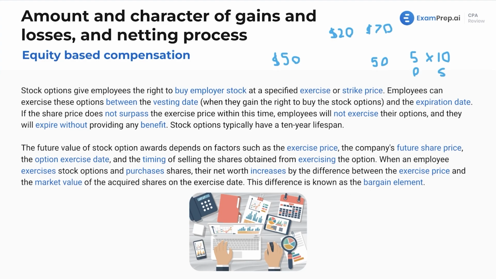Nice introduction to all this equity-based compensation, stock options, all that good stuff. Important to understand for the exam because obviously this is going to get taxed. You don't think the government's going to let you just get a benefit and not get taxed on it, do you?